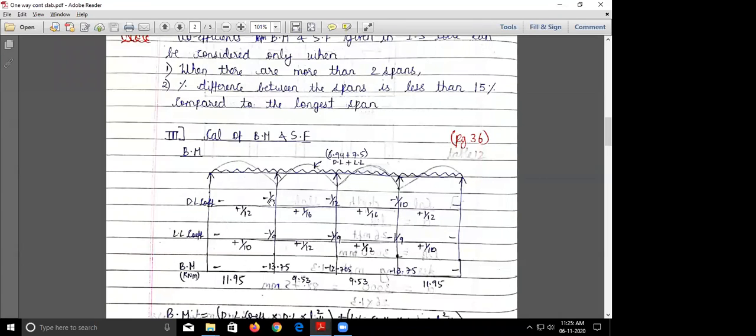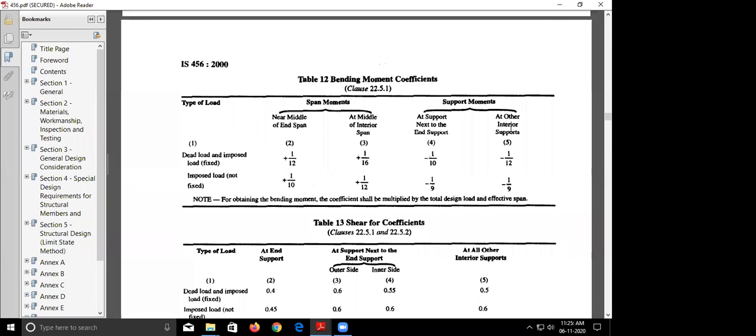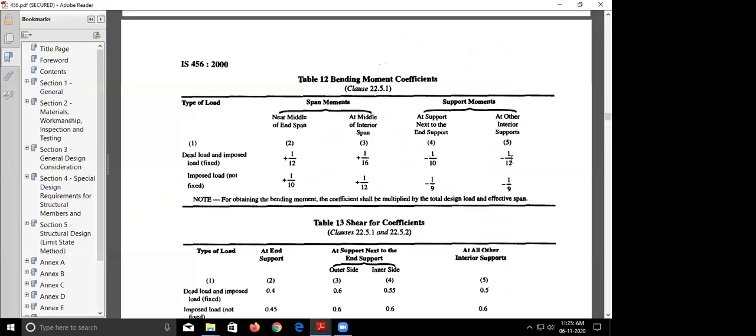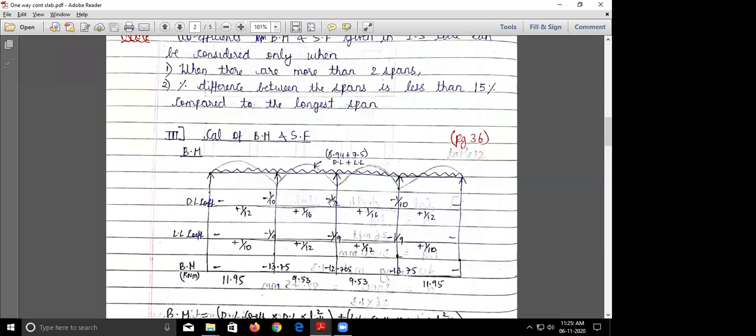So -1/10 here I understood. Then at other interior supports, apart from this support, the other interior support is this one. So here the IS code table is saying it is -1/12. So here I have written -1/12. I hope this is clear to everyone.